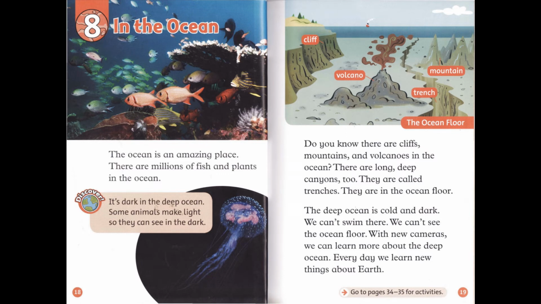Do you know there are cliffs, mountains, and volcanoes in the ocean? There are long, deep canyons, too. They are called trenches. They are in the ocean floor. The deep ocean is cold and dark. We can't swim there. We can't see the ocean floor. With new cameras, we can learn more about the deep ocean. Every day, we learn new things about Earth.